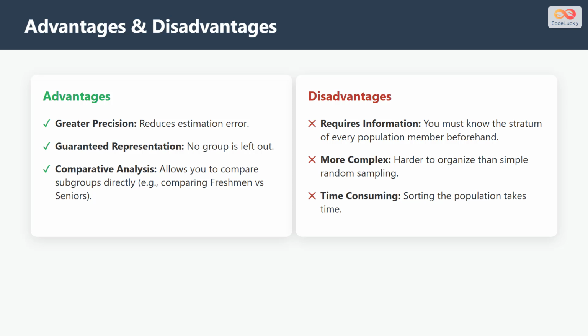Like any method, there are trade-offs. The advantages are clear. You get greater precision, guaranteed representation, and the ability to compare different subgroups against each other. However, the disadvantages are that it requires you to know information about everyone beforehand to sort them, and it is more complex and time-consuming to organize than a simple random draw.